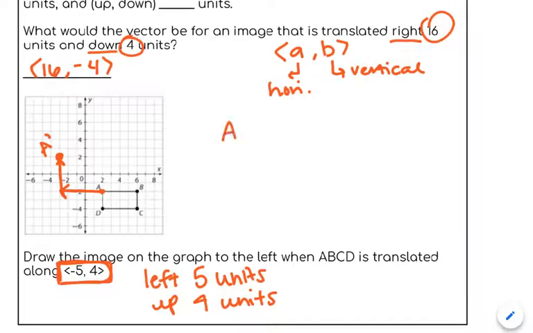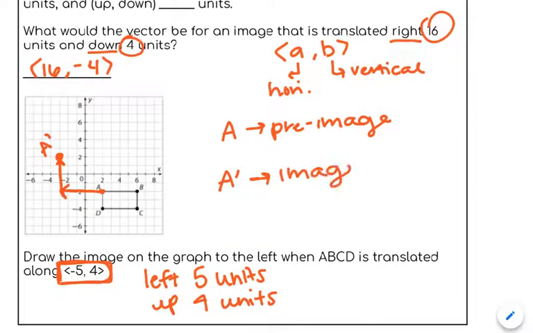Just remember, A, if it doesn't have a prime after it, means that it's the pre-image. And A prime means that it's the image. That's my new image. And do this for every point. So now B, I'm going to do the same. I'm going to go left 5 units and up 4 units. So 1, 2, 3, 4, 5, and 1, 2, 3, 4. So this is going to be B prime. Let's look at C. Left 5 units, up 4 units.